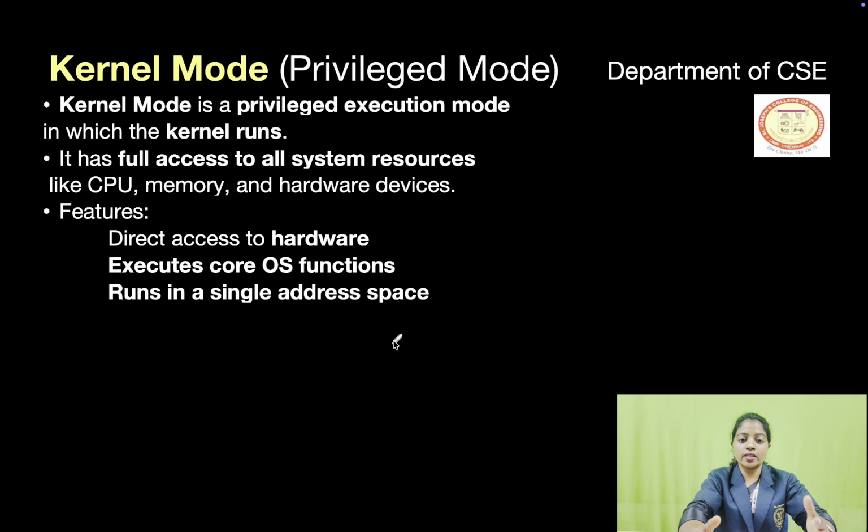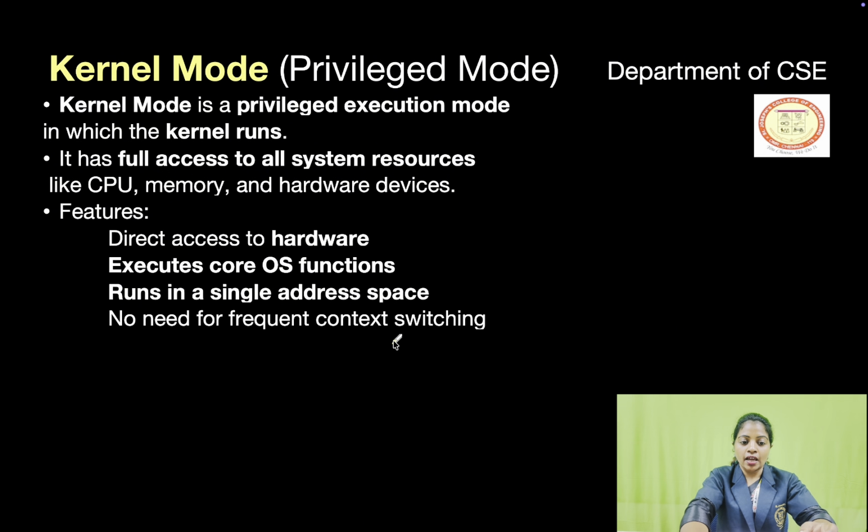So what are the core OS functions? That is scheduling and process management. All the core functions are executed by this kernel, and it runs in a single address space. And here there is no need for frequent context switching.